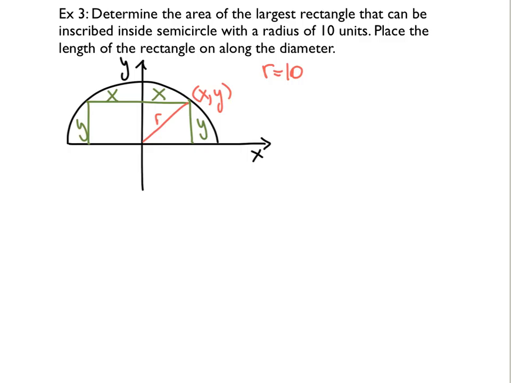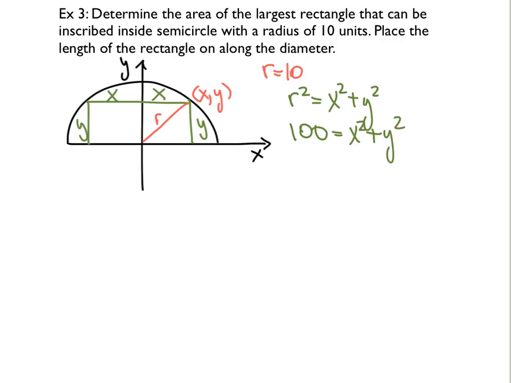Okay, so now the obvious relationship that we can see is the Pythagorean theorem, right? Because we know that r squared is equal to x squared plus y squared. We also have a value for r, so we know that 100 is equal to x squared plus y squared. Okay, let's leave that for a second.